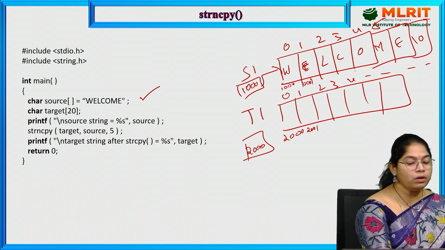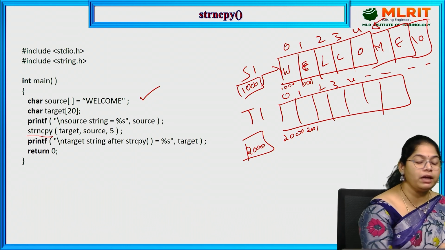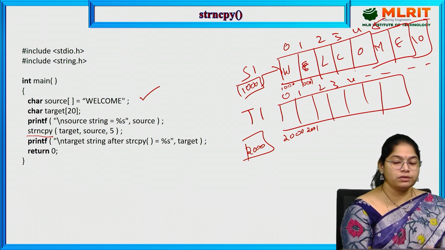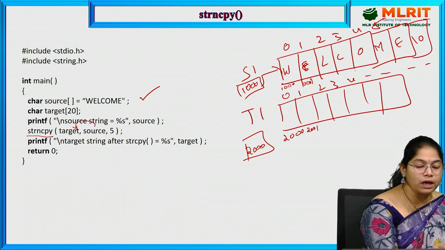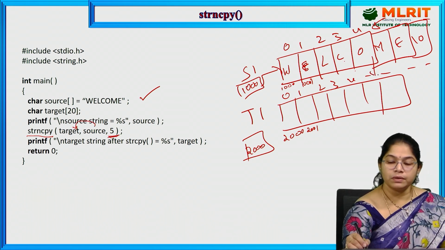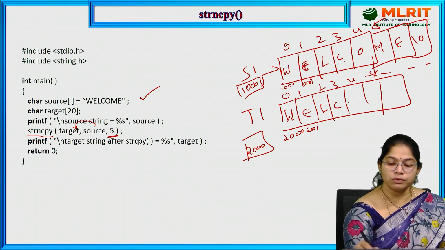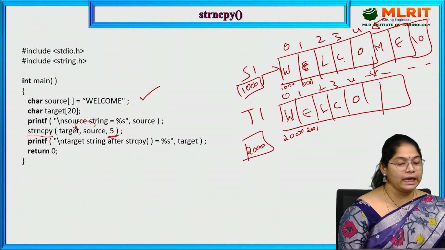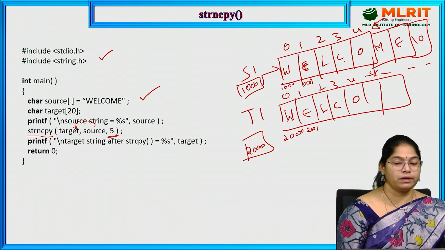Then I want to copy only some portion. So using strncpy, we can copy some portion, a number of characters, into string 2. So here I want to copy from source to target only 5. 1, 2, 3, 4, 5 to here. So it will be copied here. The number of characters is 5. So valco is copied using the function strncpy that is present in the string.h header file.